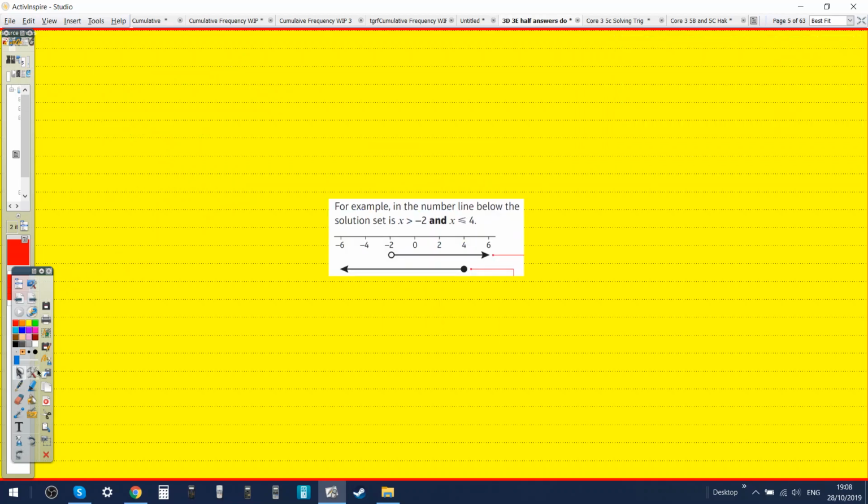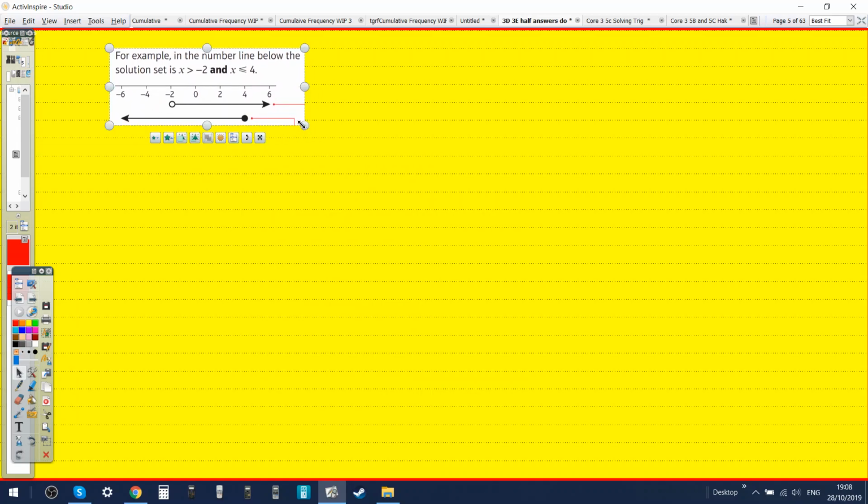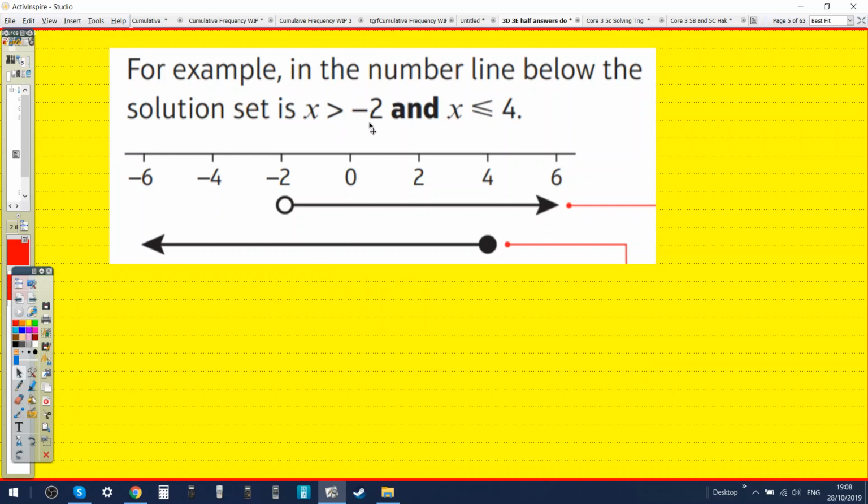Yeah. So from GCSE, you saw these number lines. X is greater than minus 2, so open circle like that, and then x is less than or equal to 4. What are the integer solutions here of x? Is it 4, 6? Hold on, 6 is more than 4. X is less than or equal to 4, so it has to be values of x that satisfy both.